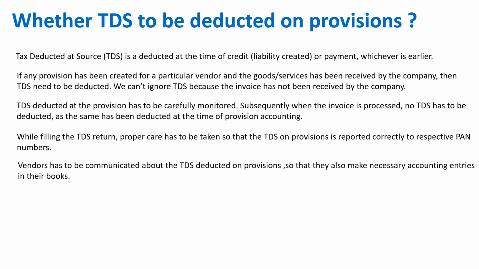And the most important part is that vendors have to be communicated about the TDS deducted on provisions. As they have not issued the invoice, they'll not know whether you are deducting or not. But if you are creating certain provision for that particular vendor, please communicate stating that this is the provision created and this is the TDS amount you are deducting, so that they should not be surprised when they get the 26AS. They should not be surprised to see any different number filed by the company. So they should reconcile and should ensure that whatever you are remitting, they also account in their books and it should tally.